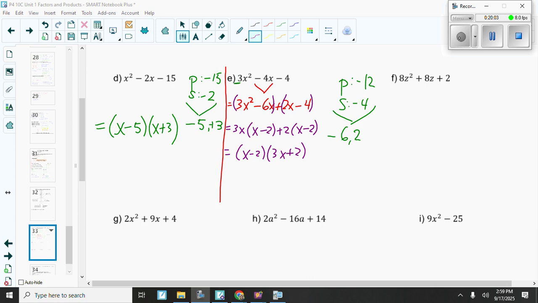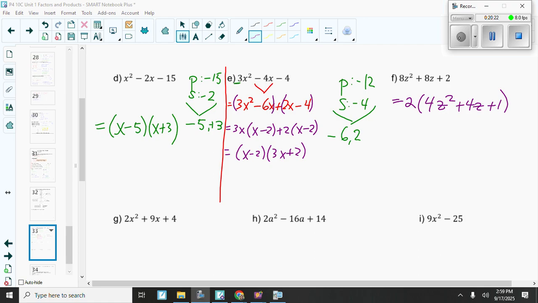For this, the first thing that you need to realize is you can take out a greatest common factor, plus 4z plus 1. So it helped a little bit, but it's still a complex trinomial. We still have to do decomposition.